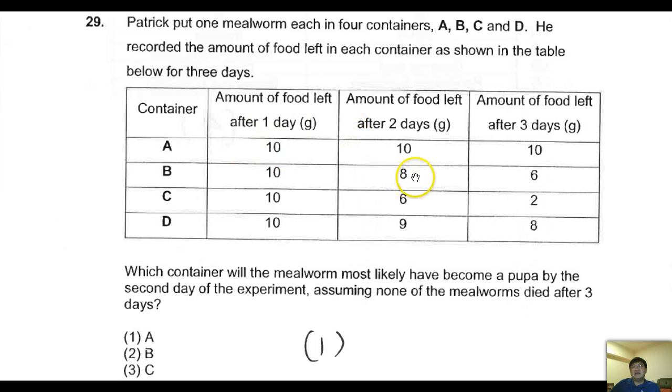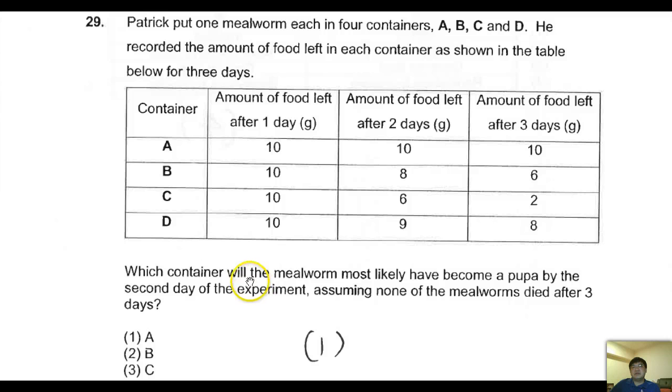Second day, this part from 10 dropped to 8, 10 dropped to 6, 10 dropped to 9, meaning that very likely it has been consumed by the mealworms in B, C, D. And this one is going down again, the weight of the food. Now over here, it shows that the mealworm inside did not consume.